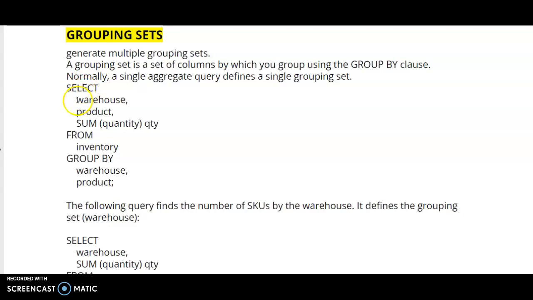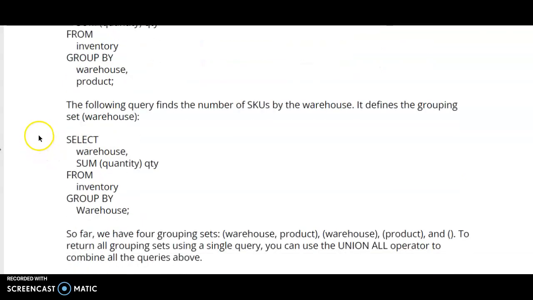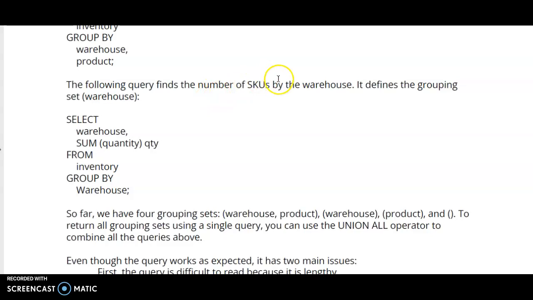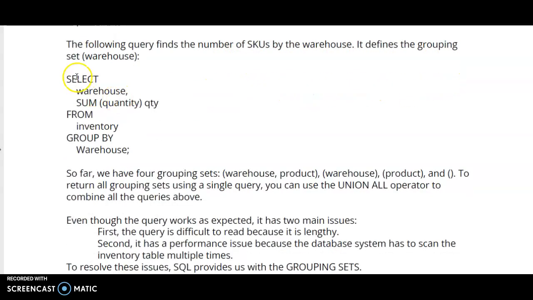These are the queries. SELECT warehouse, product, SUM(quantity) AS QTY FROM inventory GROUP BY warehouse, product. The following query finds the number of SKUs by the warehouse. It defines the grouping set warehouse. SELECT warehouse, SUM(quantity) AS QTY FROM inventory GROUP BY warehouse.